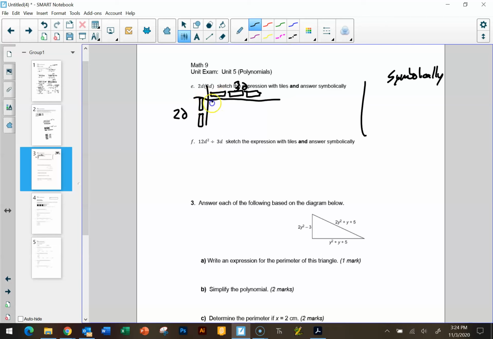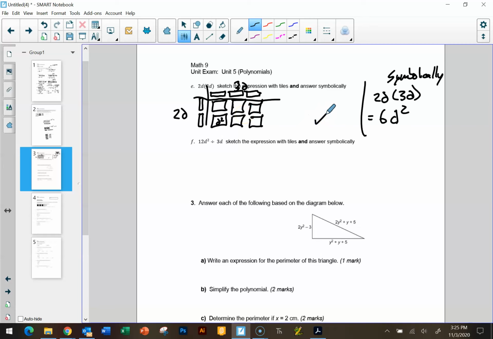Okay, tall edge and long edge. It's going to be a big square, big square, big square, big square, big square, big square. Everything's positive, so we don't shade them in. And these are all going to be d squared. So if we look at this symbolically, it's 2d times 3d. It's really only one step. 2 times 3 is 6. d times d is d squared. So do we have 6 d squared tiles? We do. Checks out.